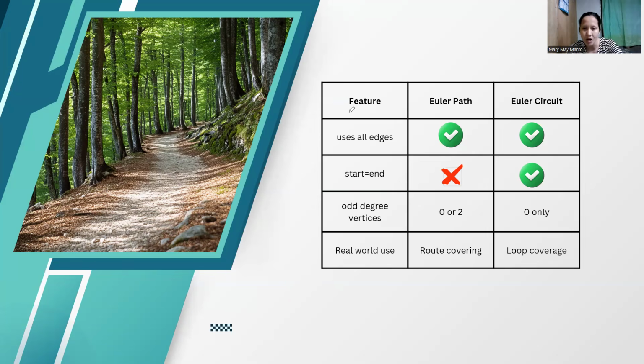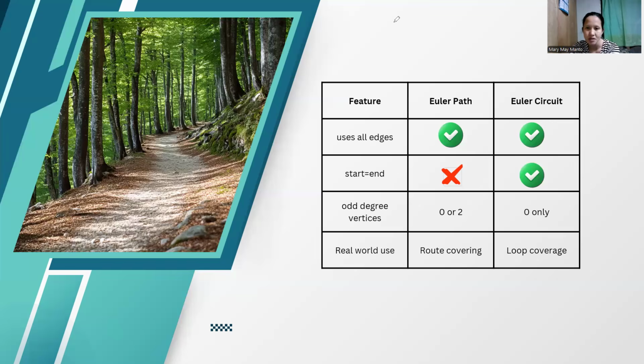So if it has 0 or 2 odd degree vertices, that means it has an Euler path. If it has 0 odd degree, if all vertices are even, meaning to say that it is an Euler circuit. Real world use: road covering, and loop coverage for the path and the circuit.